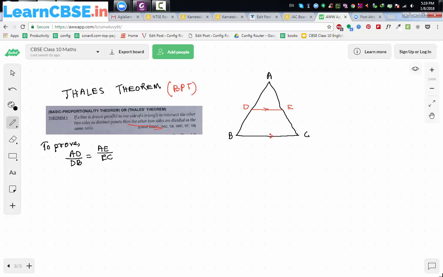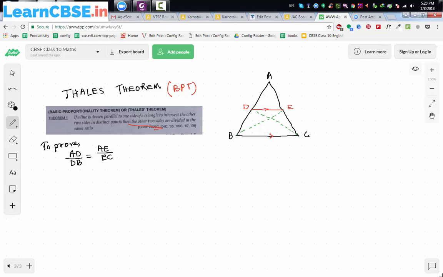Now, how can we prove it? We have to prove AD by DB equals AE by EC, and that's what the Thales theorem is. So, we will join BE and CD. The first construction that I should do is to join BE and CD. These two points I should join first.